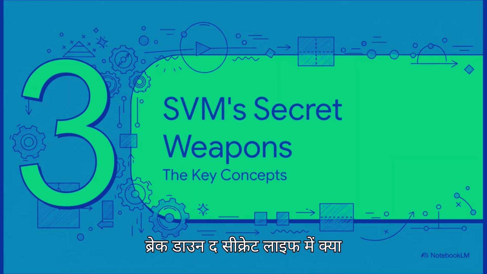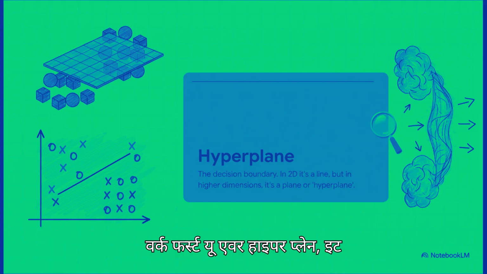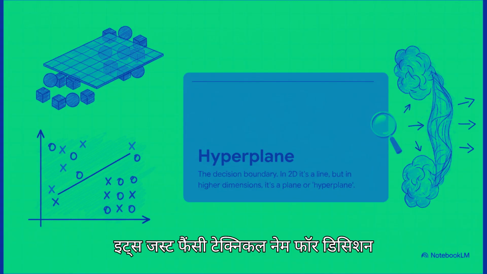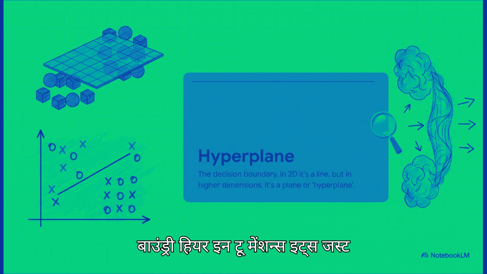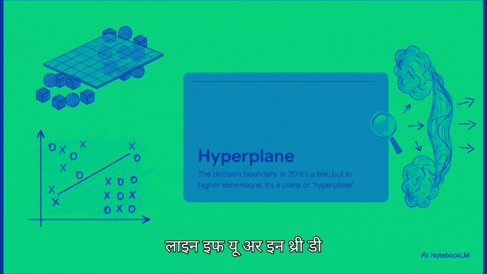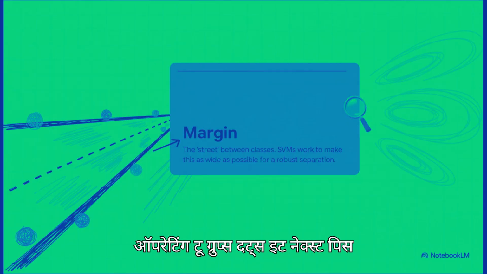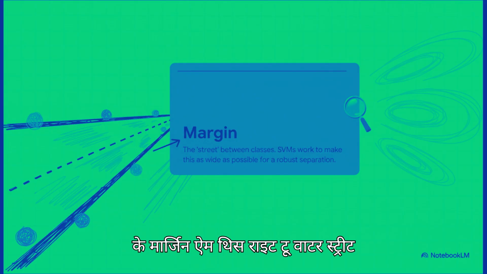So let's break down the secret weapons that make it all work. First up, you're going to hear the word hyperplane. It sounds super complicated, but it's really not. It's just the fancy technical name for the decision boundary. Here, in 2 dimensions, it's just a line. If we were in 3D, it would be a flat plane. Anything more than that, we just call it a hyperplane. It's the wall separating our two groups. That's it.